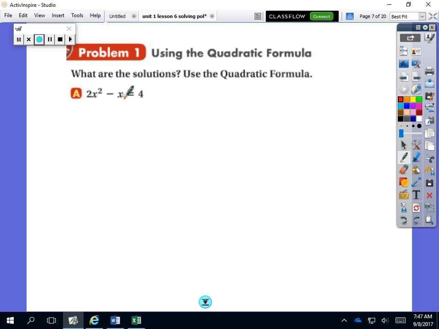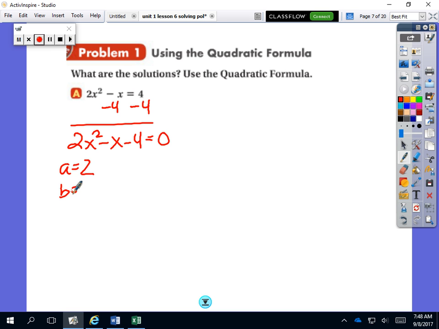2x squared minus x equals 4. This 4 has to be subtracted from the right hand side so that I have 2x squared minus x minus 4 equals 0. Remember, there's no like terms over here, so the 4 does not get added to the other terms. You leave it separate. So now I know a is 2, b is negative 1, and c is negative 4.